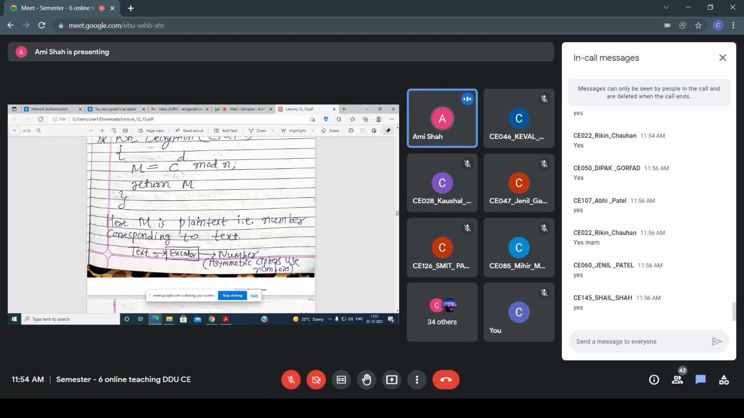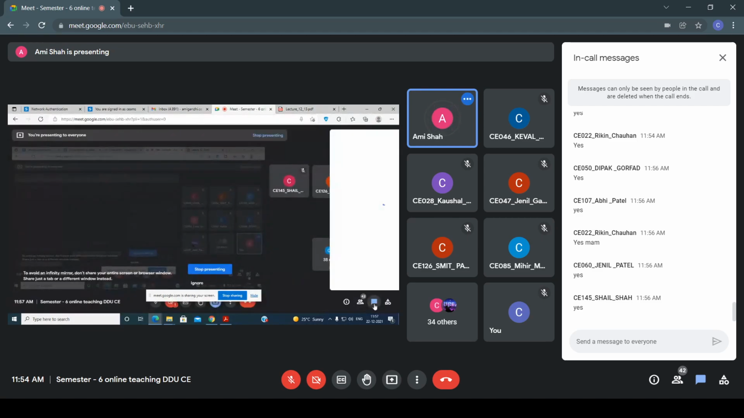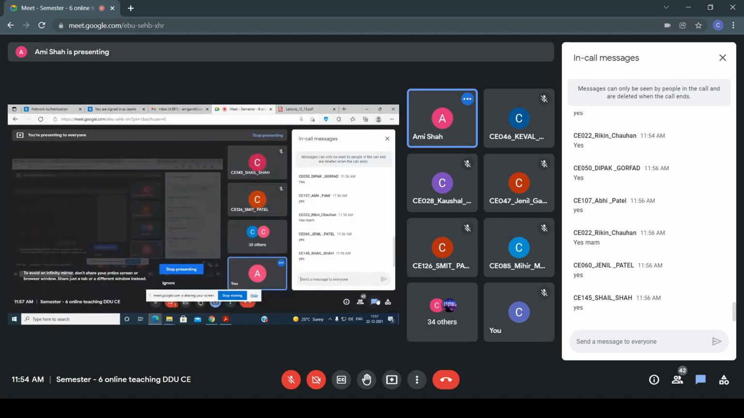Suppose I am giving the plain text C. All of you know that corresponding to C, what is the number? Can anyone tell me? Corresponding to C, what is the number that I am trying to say?